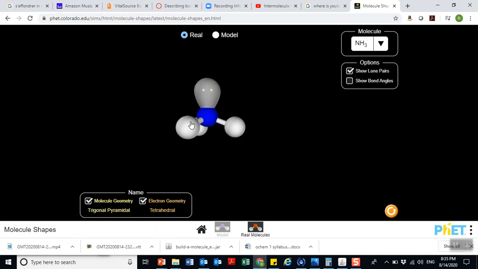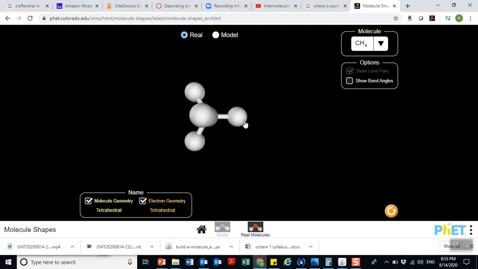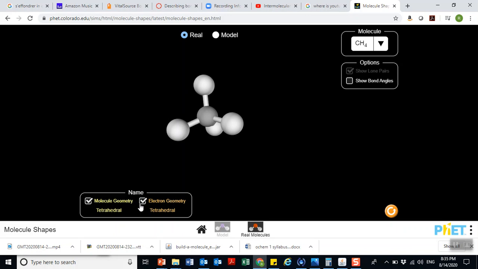If we look at ammonia, NH3, again for the electron geometry, there are four groups. To get four groups as far apart as possible, it's going to be tetrahedral. But this time there's one lone pair. It's pushing those groups down, and we call that trigonal pyramidal. CH4, on the other hand, has no lone pairs. When there are no lone pairs, the electron geometry and the molecular geometry are the same thing.